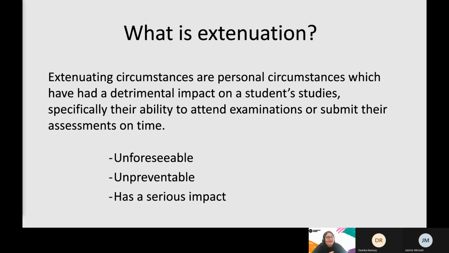Generally, when we're talking about extenuating circumstances, we need to see that they fall into the following three categories. Is it unforeseeable, unpreventable, and does it have a serious impact? If it ticks these boxes, then it is generally considered extenuation.